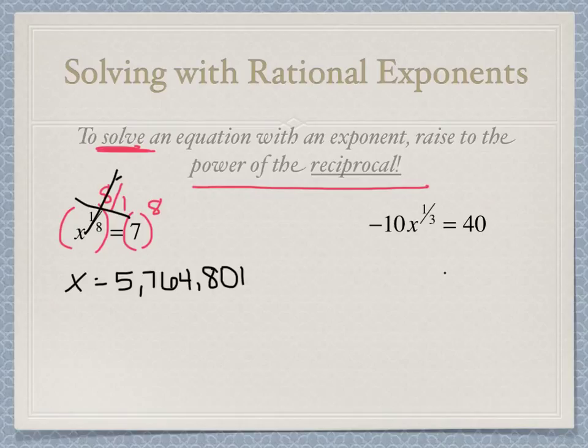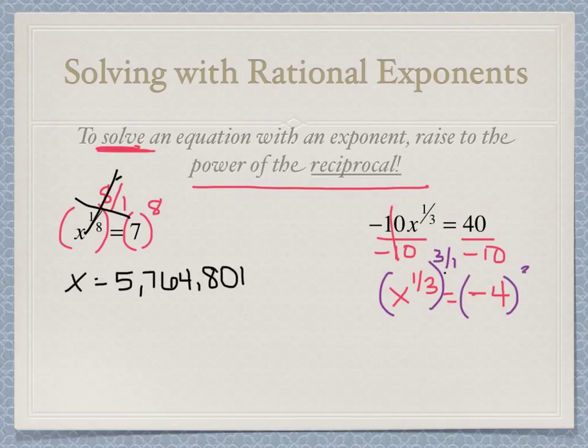On that next one, remember that before you get rid of that 1/3, if you're working backwards, you need to get rid of that negative 10 first. It's just like if I gave you the problem negative 10x squared equals something. You would have to get rid of the negative 10 before you do anything else. So I'm going to divide by negative 10, divide by negative 10. I end up with x to the 1/3 equals negative 4. And then, to get rid of that power of 1/3, that's where you're going to raise to the power of the reciprocal. And again, the reciprocal of 1/3 is 3 over 1, or just 3.